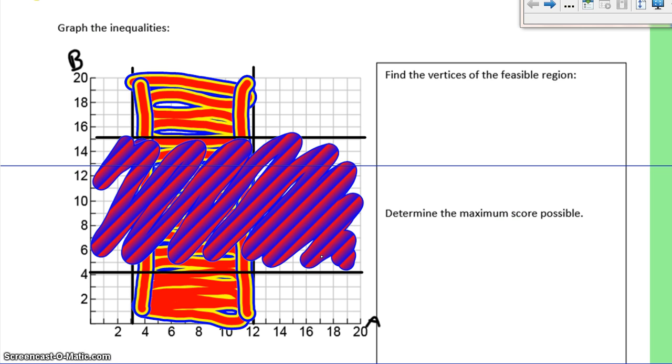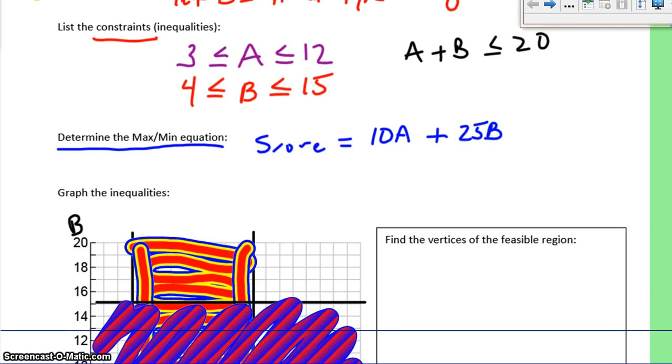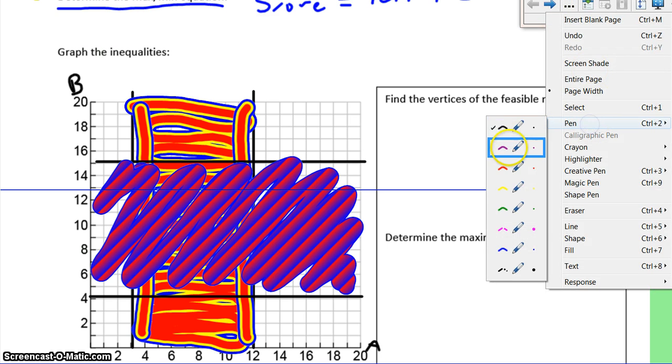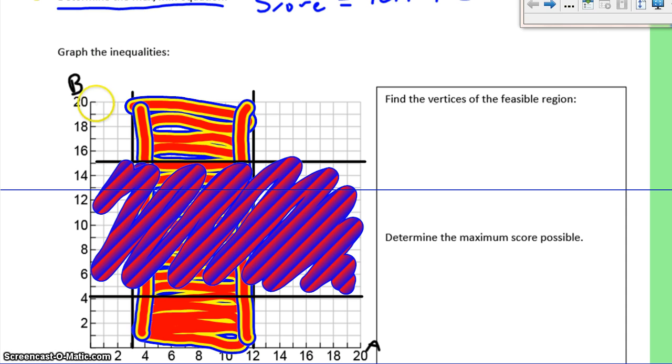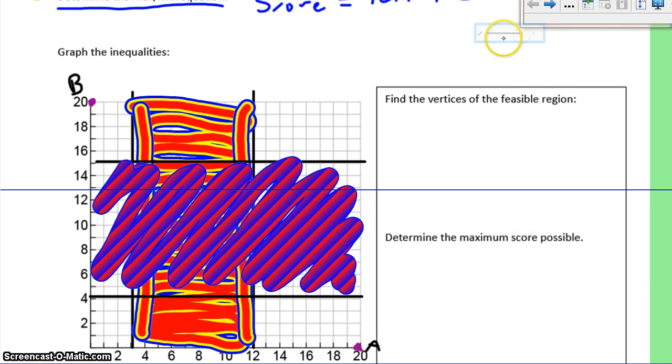Alright, so almost done. We do have one more constraint that we need to graph, and that is A plus B has to be less than or equal to 20. So if I wanted to graph A plus B less than or equal to 20, well, let's see. The b-intercept is 20. The a-intercept is 20 also. And the slope is -1. So I think I can get that all the way down here. Let's draw that line. So it's going to go from there to there.